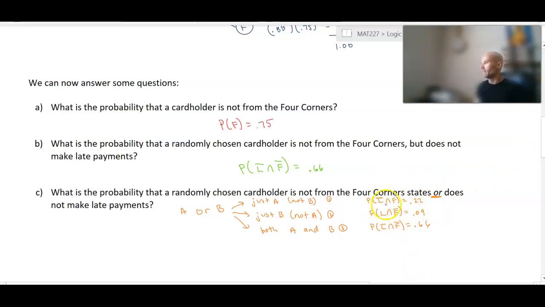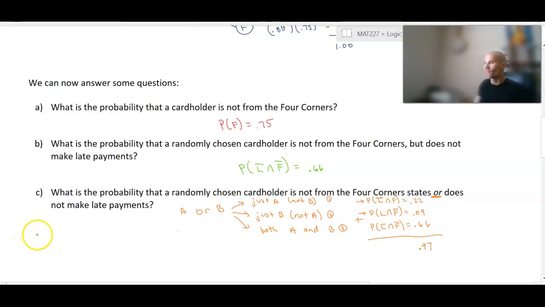Now, because these are different people, you can't have the same person in this first group and this group, because that would be a contradiction. They can't not be late payers, but simultaneously be late payers, as well as they can't be from the Four Corners and not be from the Four Corners. So there's no overlap in these probabilities. If we simply add these together, we're going to get what we want, 0.88 plus 0.09. If my math is correct here, that's going to be the 0.97.